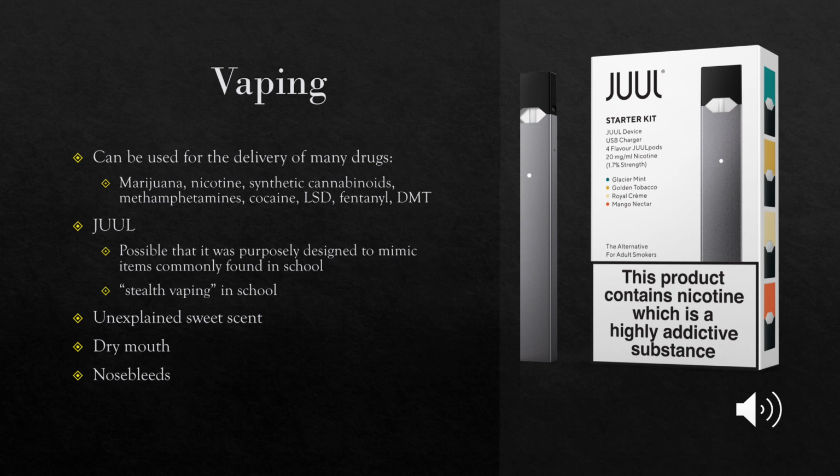So vaping is really popular right now, and vaping use continues to rise among teens. Vape devices can be used to deliver nicotine and many types of drugs. So watch out for any of the symptoms that I talked about earlier. Other hints that someone might be vaping around you. You might have an unexplained sweet scent. Students might have dry mouth or frequent nosebleeds. And many vape devices are designed to look like school items or camouflaged in ways that they're not quite as noticeable. And popular Google searches right now include stealth vaping and hiding Juul in school.